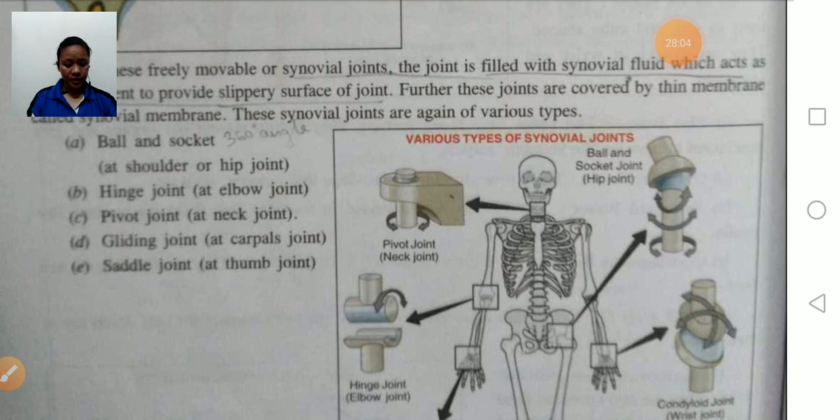In the gliding joint, the bone surfaces that are held together are flat. For example, in your hand.